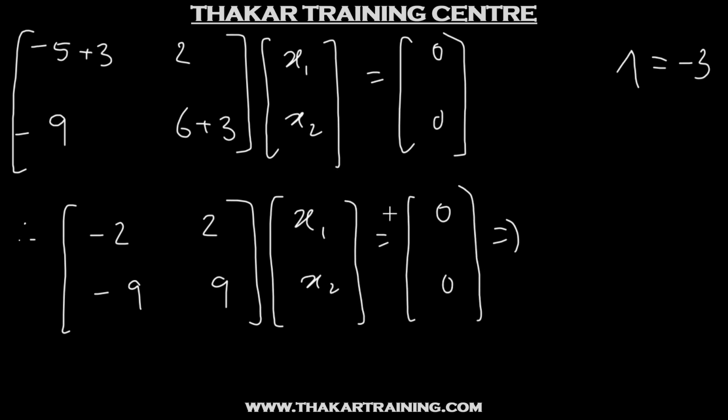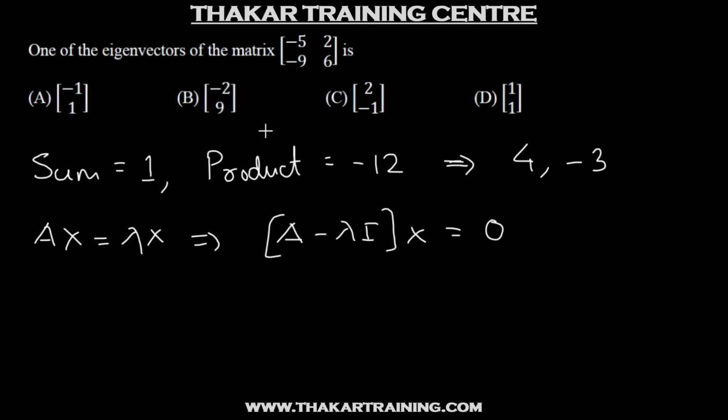So what is the equation that we get? Minus 2x1 plus 2x2 equal to 0, or you write minus 9x1 plus 9x2 equal to 0. Both ultimately give us x1 equal to x2, which means if x1 is 1, x2 will also be 1. Let's check if there is any option for that. Alright, so there is this option 1, 1. So this will be the answer.